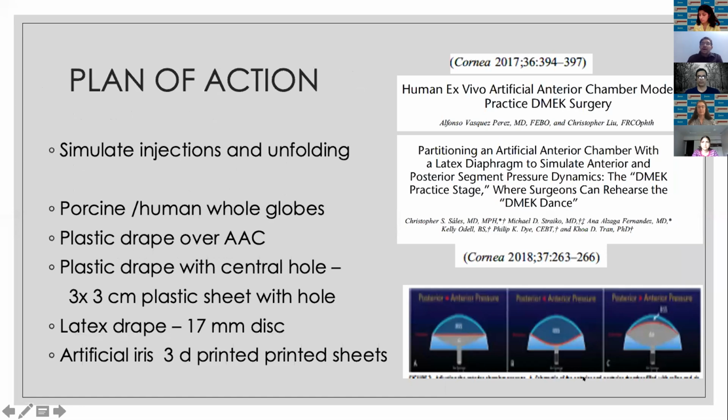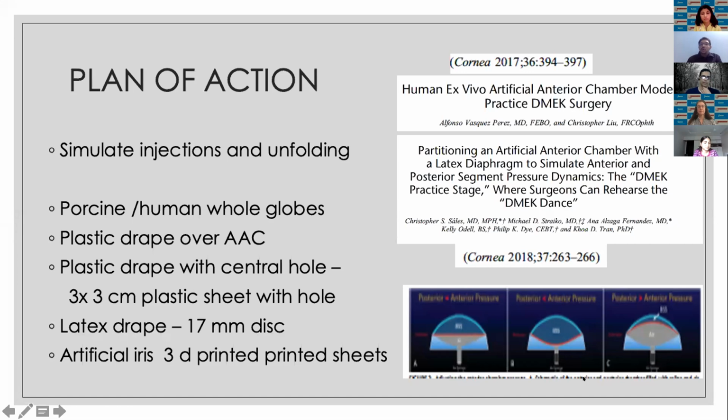The next part would be how to do the injecting and how to unfold the tissue. So if you use a normal artificial chamber, because of the concavity, the tissue kind of sinks below, and it's very difficult to unfold it. So people have advocated using some kind of a diaphragm, using either a plastic sheet with or without a hole, or a latex drape that is basically cut off from your gloves, which can act as an artificial iris. And with this, you can actually titrate the chamber depth, making it deeper or shallower, and play around when you're working in the wet lab to get your DMEK tissue orientation appropriate.